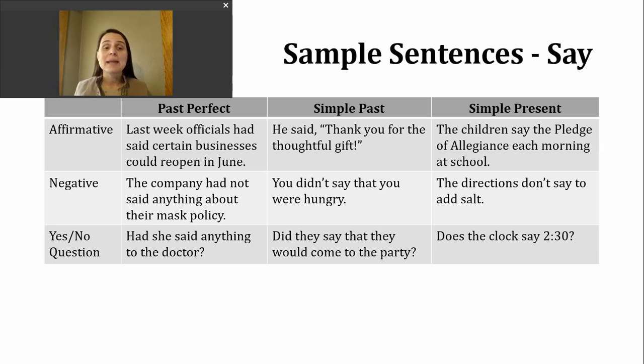Finally, if we want to make a yes or no question in the past perfect, we're going to start with had, then our subject, and then the participle form. Here's an example. Had she said anything to the doctor? Next, let's look at simple past tense. For this tense, we're trying to convey that a certain action was completed at a definite time in the past.